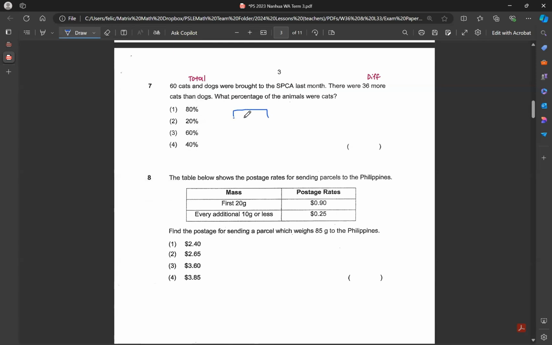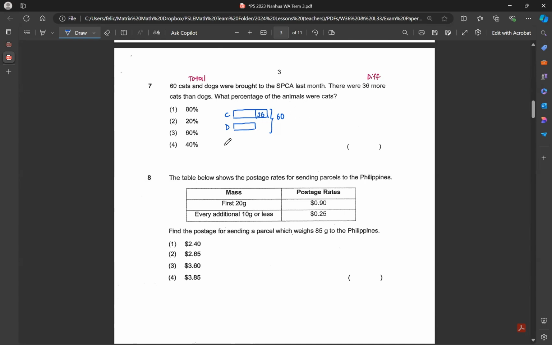Okay, so some of you are able to do this without a model, that's fine. So I'll just quickly show a very simple comparison model that you have done in lower primary. So this is not new to you. So this is 36, total is 60. Okay, so as you can see, we can now go on to find the dogs and the cats respectively.